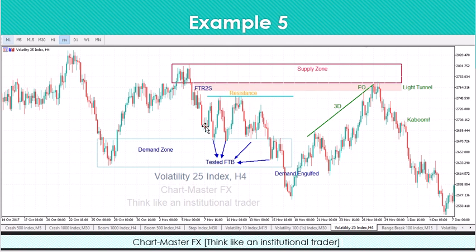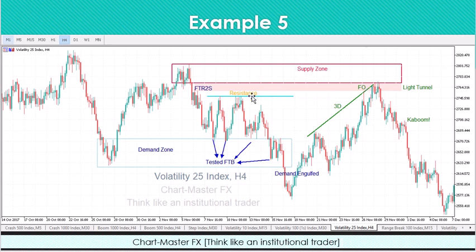So here, guys, you can see that this demand was tested multiple times. You can see the first visit here, the second visit here, and the third visit here. So once we had all these visits, then we wait for the price to actually engulf the demand zone. So this demand zone was actually engulfed. Once the price engulfed the demand zone, then we wait for the price to approach the light tunnel zone. As the price was approaching the light tunnel zone, it approached it in the form of a 3 drive. And also we can see here that we had a fake out.